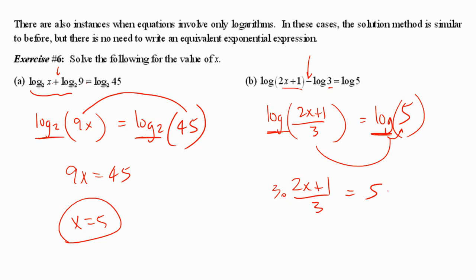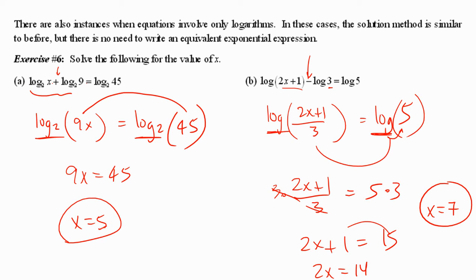Multiply both sides by 3. 2x plus 1 equals 15. Subtract 1, 2x equals 14. And then x must be 7. 7 is not that suspicious of a number. It's not negative. It should work when we plug it back in.